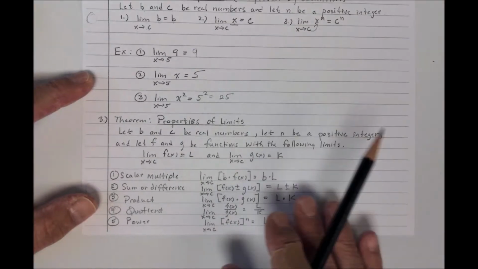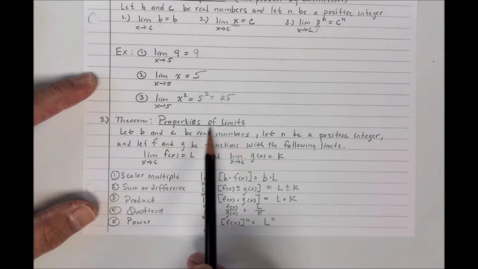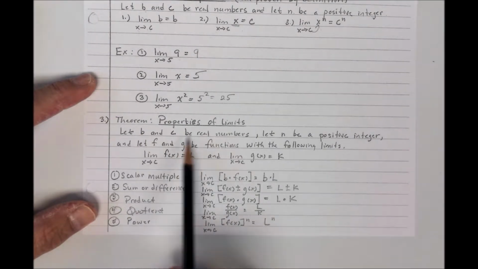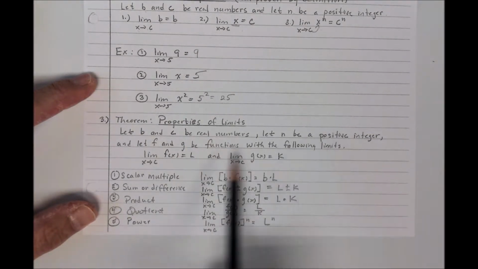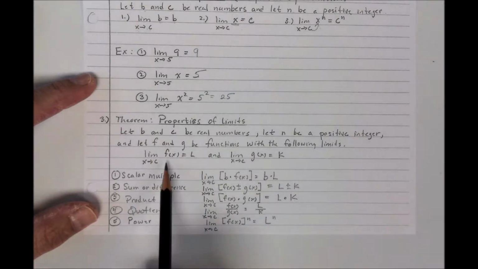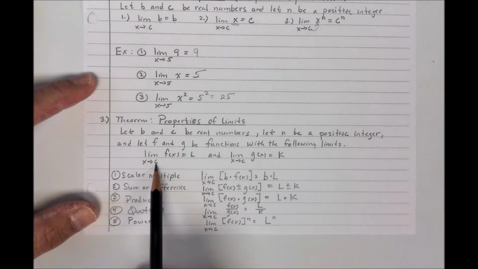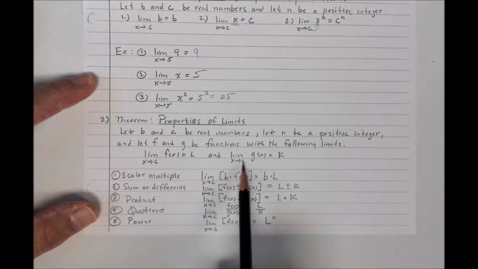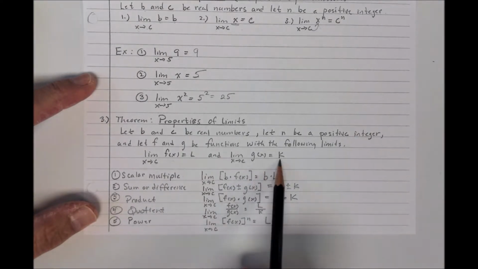Speaking of some more properties here, in this particular theorem, properties of limits, if b and c are real numbers and n is a positive integer, and we let f and g be functions with the following limits. So these limits are already established. The limit as x approaches c of f of x is L, and the limit as x approaches c of g of x is K.